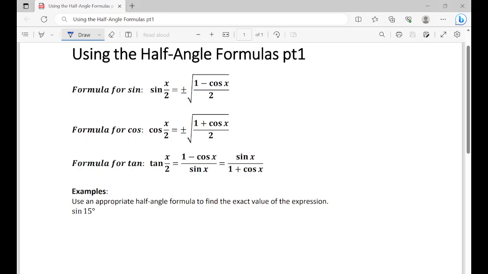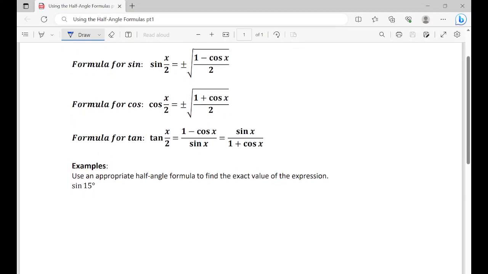In this video, I'm going to show how to use one of the half-angle formulas to find the exact value of a given expression. So for the first one, I have sine of 15 degrees. Well, obviously, since it's sine, I'm using this formula up here.